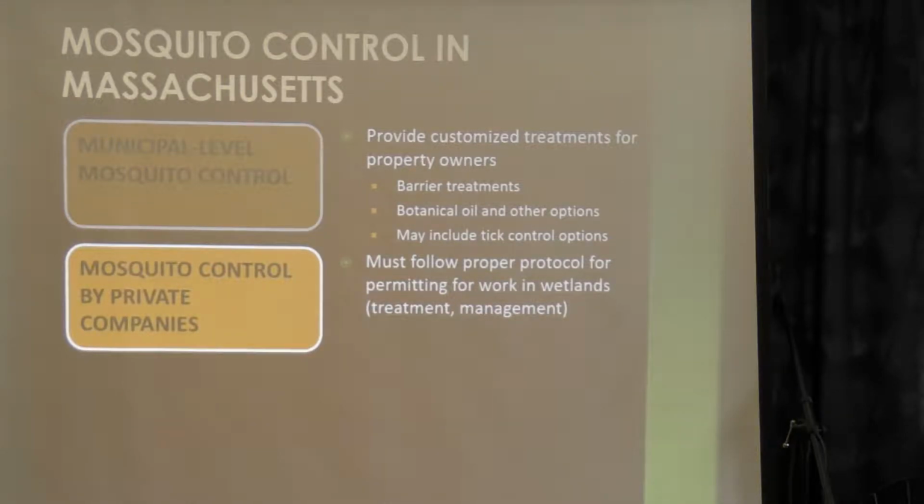And I think I covered the private company. Oh yeah, but here's some of the things I shouldn't just say that a private company is going to come and spray, right? They do barrier treatments where they're treating all along the perimeter of your property. A lot of them are using natural options that are of varying effectiveness, usually not quite that effective, and they're trying to sell you on tick control options as well.